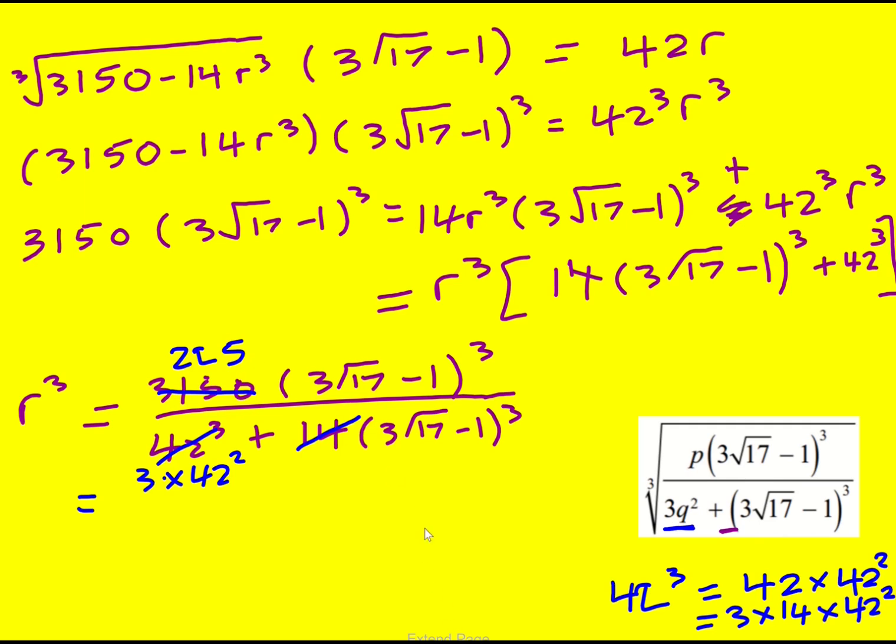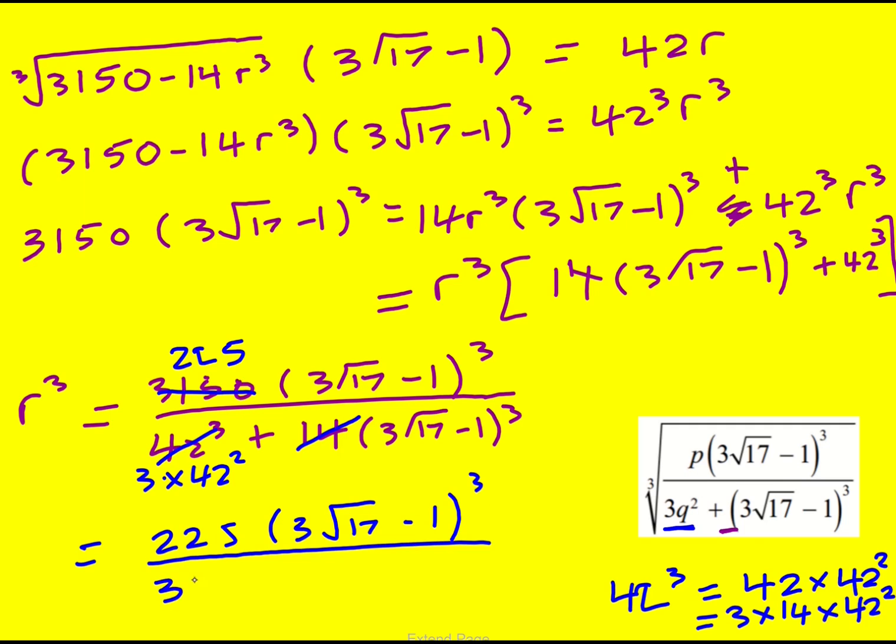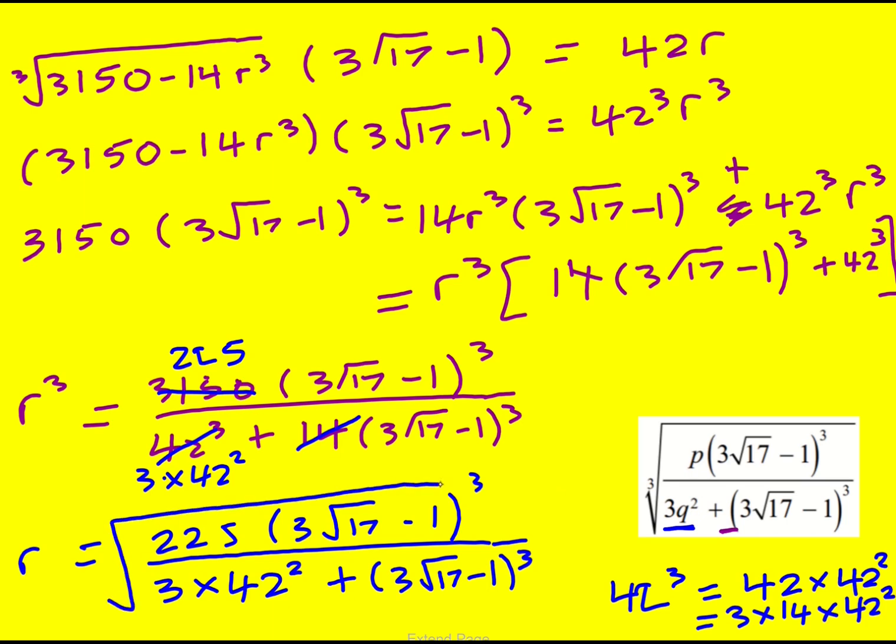So I'm there, really. I'm right at the end of my page, actually. I can't write anymore, so I'm just going to manage to just about fit this in. My final answer, 225, that is my value of p, times 3 root 17 minus 1 cubed all over. Okay, so well done on this. It's a fairly ridiculous answer for the... Oh, sorry, I haven't actually cube rooted it. That is our final answer for this question.